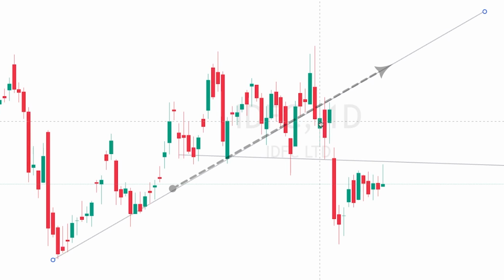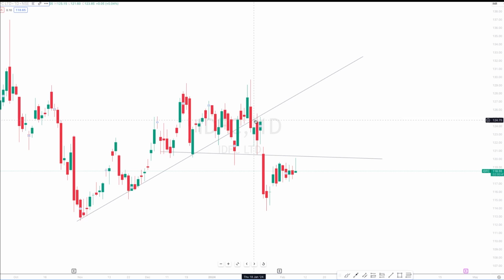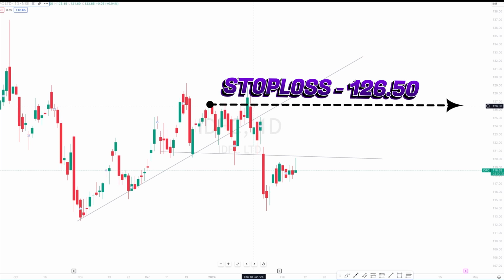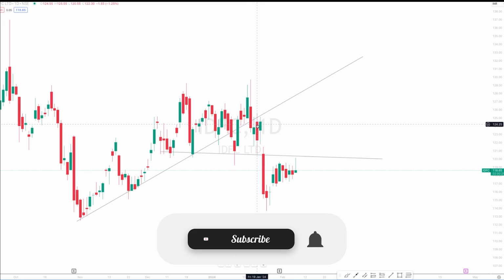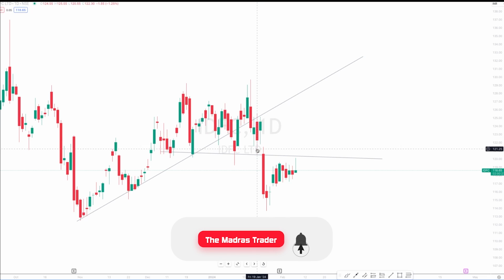So the next day when I went short, I mean this candle, it was very ideal because my stop loss could be anything above that. My stop loss was above this area, okay? This 126.50 was my stop loss, and basically I went short here, and the next day it went up a little bit and then it fell.